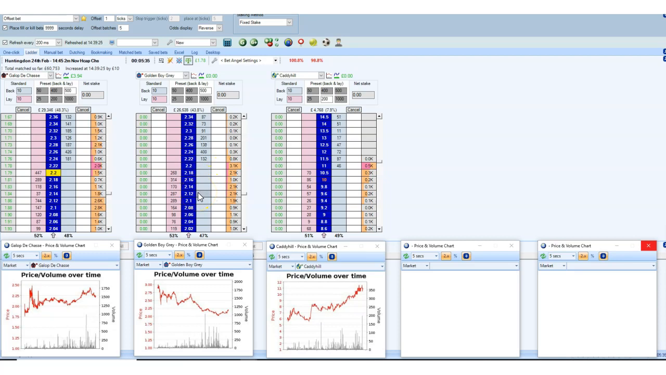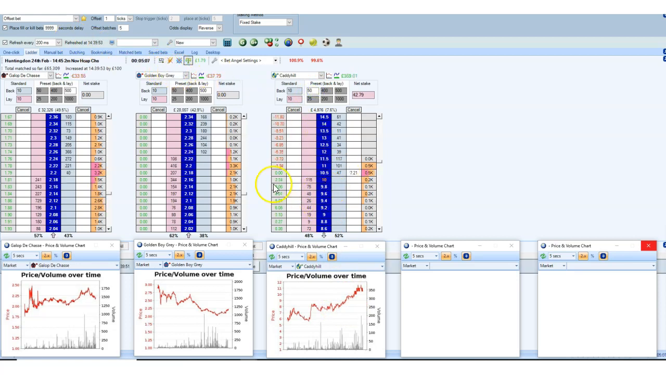I've actually got my eye here on the third favorite, the Caddy Hill at 10.5, because you can see by the graph, it has drifted out all the way from sixes and sevens to 10. And I'm really tempted to jump on the 10.5 just because I know for a fact that because the first two favorites are so closely priced, it will have an impact on this horse here.